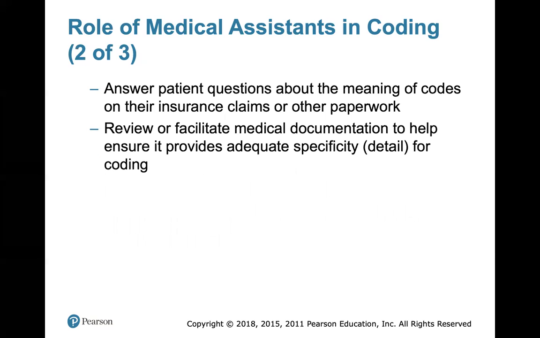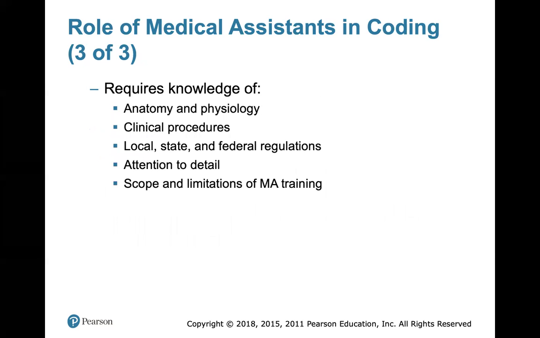So codes have to be very detailed. It requires knowledge of anatomy and physiology, clinical procedures, local, state, and federal regulations, attention to detail, and the scope and limitations of MA training. So just like I go over with you all about where this is in the body and what all those medical terms mean, it's because if you see that somebody is supposed to have a cholecystectomy, you'll know what it is so you can code it correctly.